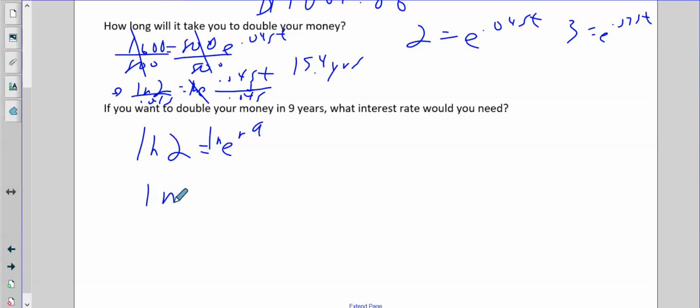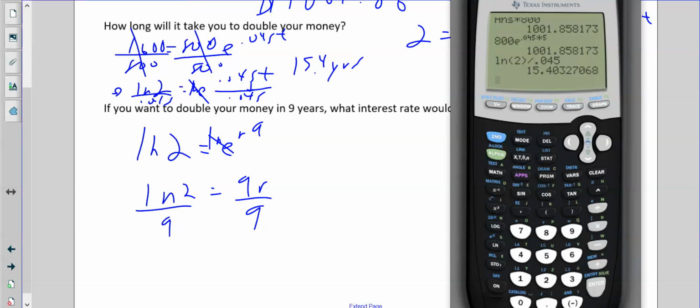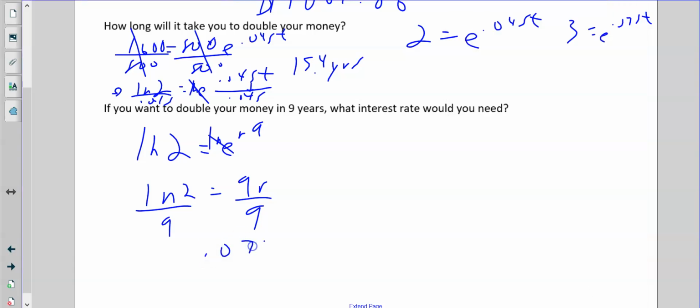That gives me ln 2 equals basically 9r. Divide by 9. ln 2 divided by 9. Don't forget to close those parentheses. 0.077, so that's 7.7%.